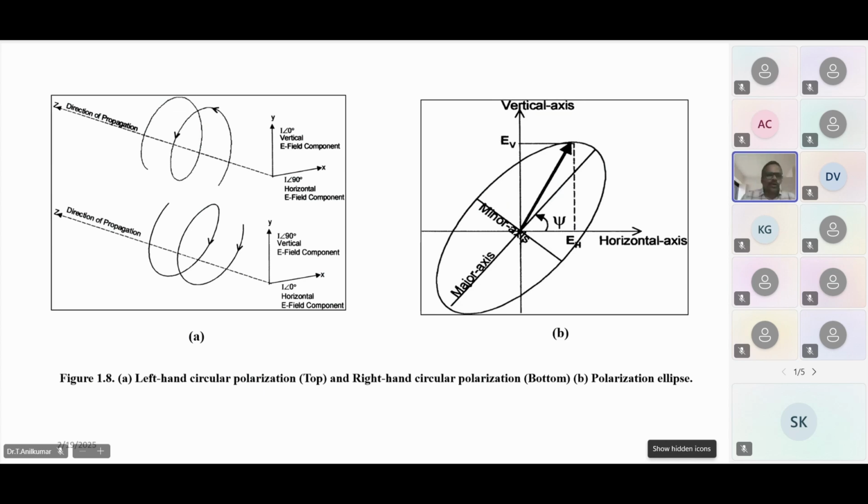So this is what I am talking about, the EH and EV, horizontal direction and vertical direction. If you bring any asymmetry in the structure, the locus of the tip of these two electric fields, EH and EV, is going to rotate. In the left-hand side, it is left-hand circular polarization. In the right-hand side, it is right-hand circular polarization. Next.